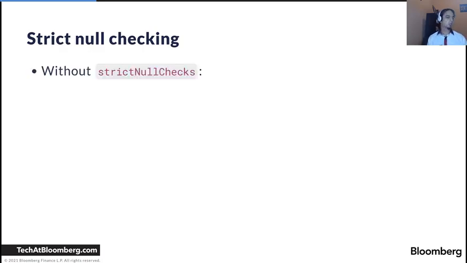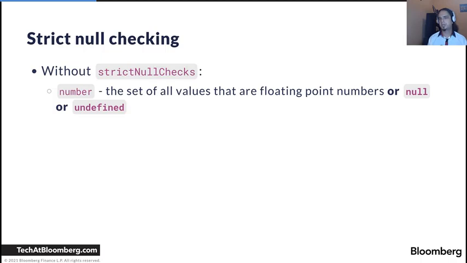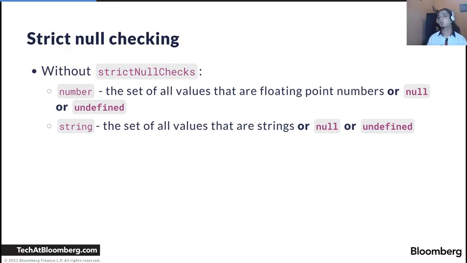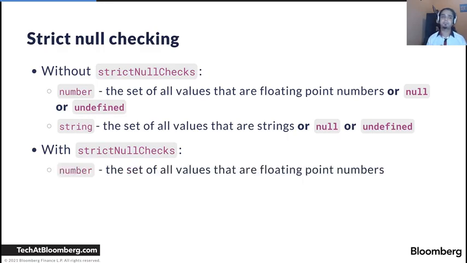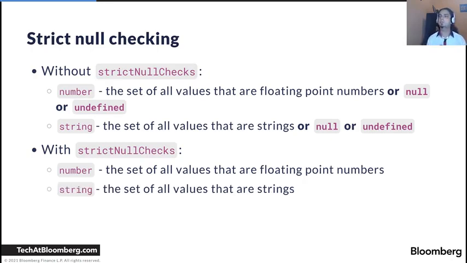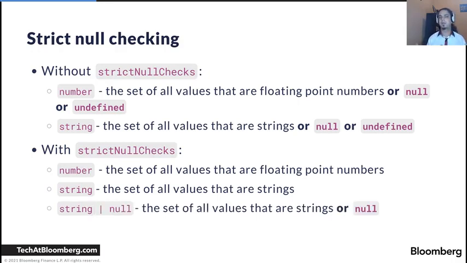Now, when I said previously that number is the set of all floating point numbers, what I meant, if we don't have strict null checking on, is that it is the set of all possible numbers and the values null or undefined. Similarly, string is the set of all string values or null or undefined. Now, if we enable strict null checking, number just becomes the set of all floating point numbers without null or undefined, and similarly for string. And if we want to allow null or undefined, we can actually union the base types with null or undefined to allow those values back into the sets represented by those types.